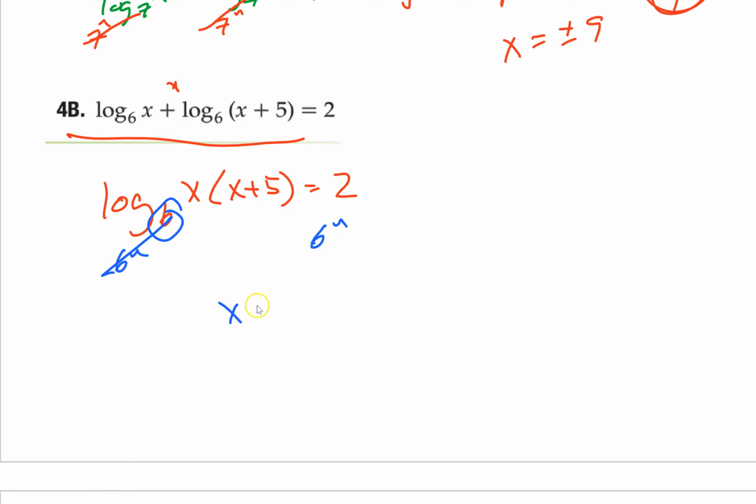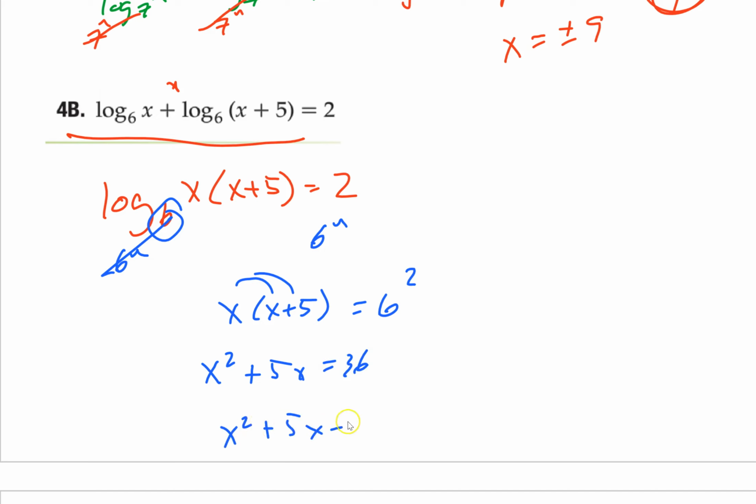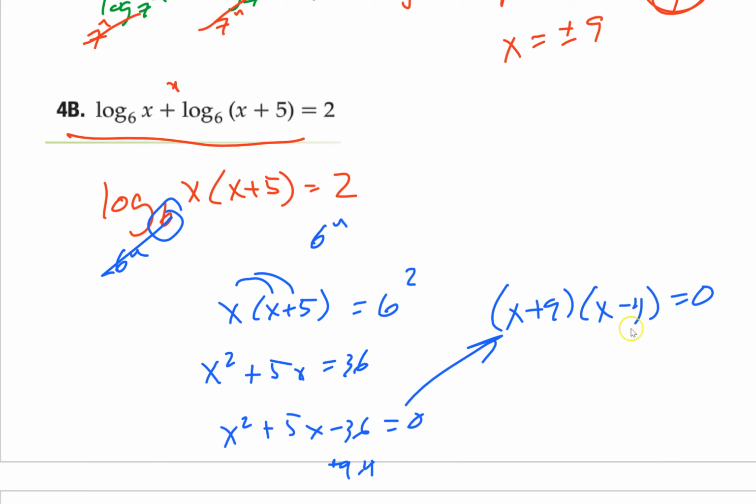These will cancel. x times x plus 5 equals 6 squared. Now this is all algebra. Distribute: x squared plus 5x equals 36. Remember, you cannot separate it. It has to equal 0 to split it. Subtract 36, set equal to 0. Now you can factor it. Two things that multiply to get 36 but add to get 5. Oof, they're different signs. Positive 9 and negative 4. So x plus 9, x minus 4 equals 0. Split it, x equals negative 9 and 4.